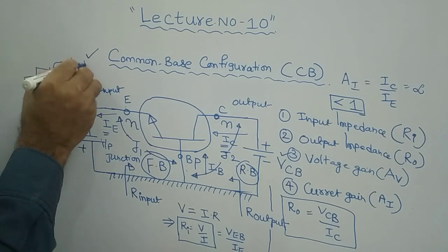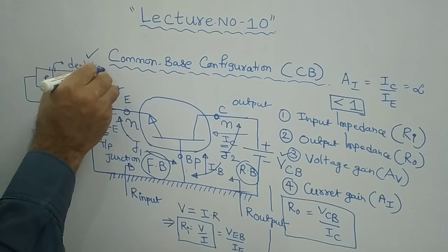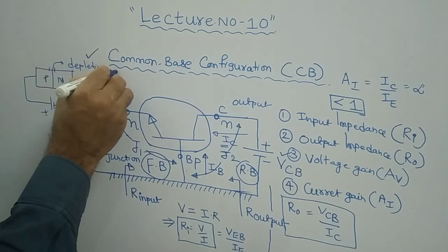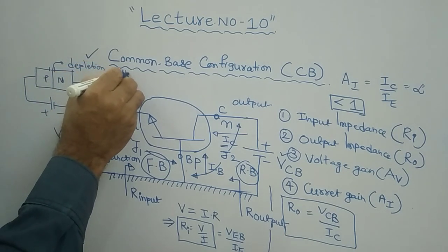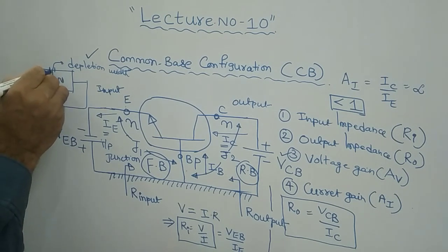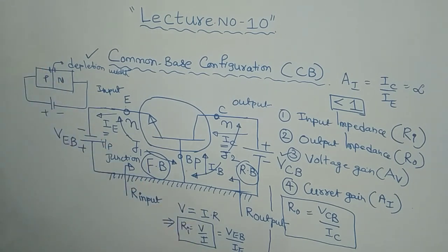I think we have seen this in a previous presentation. That is called the depletion width or depletion layer, you can say. The depletion width, some small amount of gap will be there, right? That is the width actually. In between these two materials, you will have a certain gap, that is the depletion width.